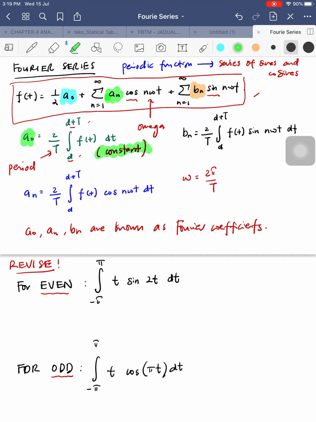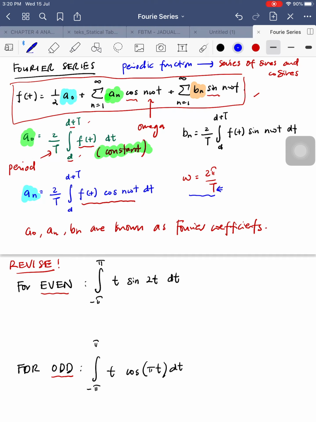And for the case of a n, this is going to be the formula for a n. I have 2 over T, integral from d to d plus T, of f of t cos of n omega t dt. The difference between the formulas is that here I only had f of t, and now I have f of t being multiplied by cos of n omega t. And of course, omega has a specific formula. Omega is given by 2 pi over T. So you know what T is already: capital T is the value of the period.